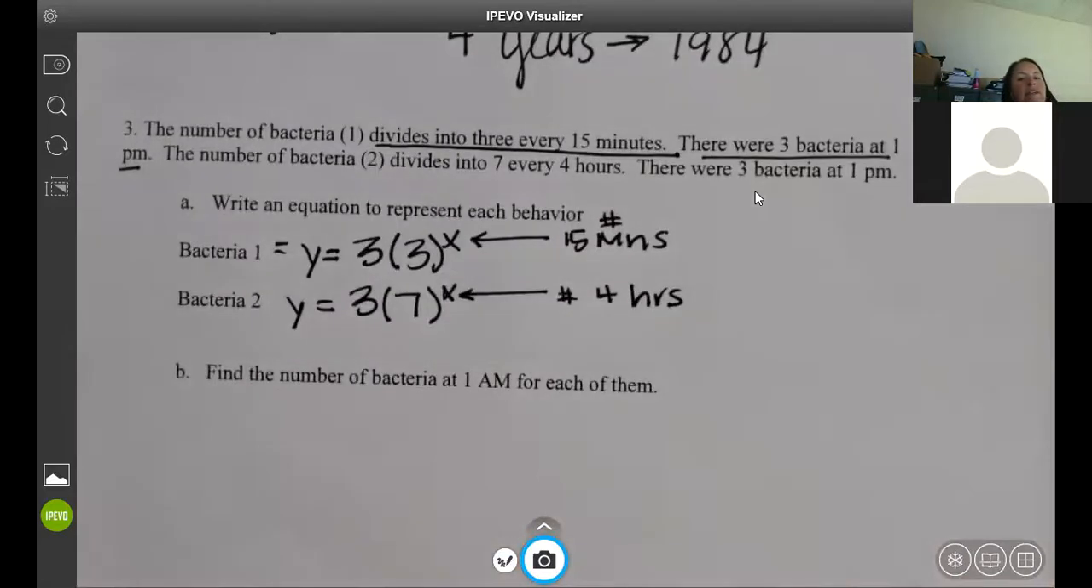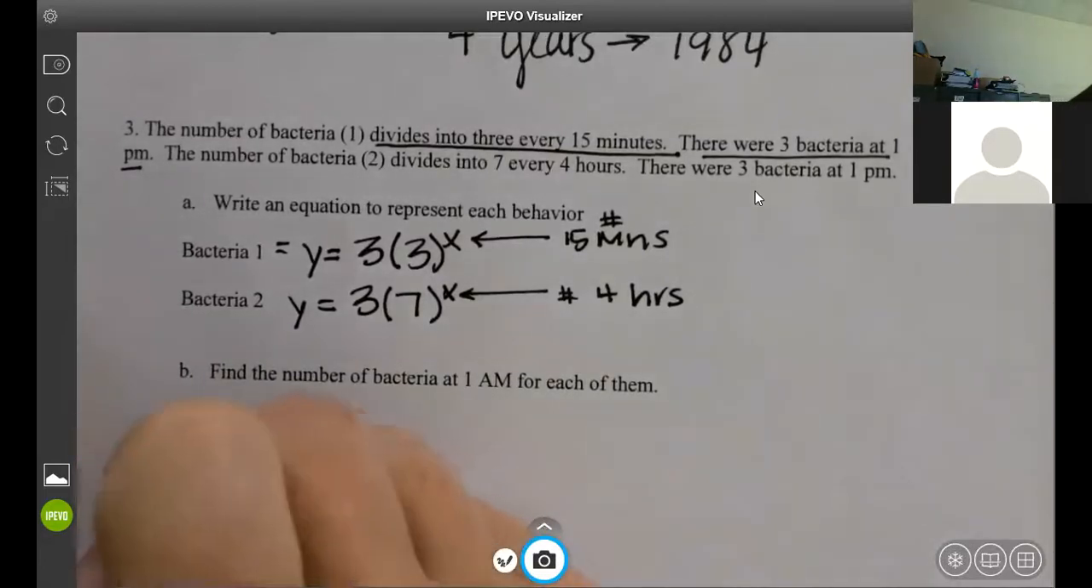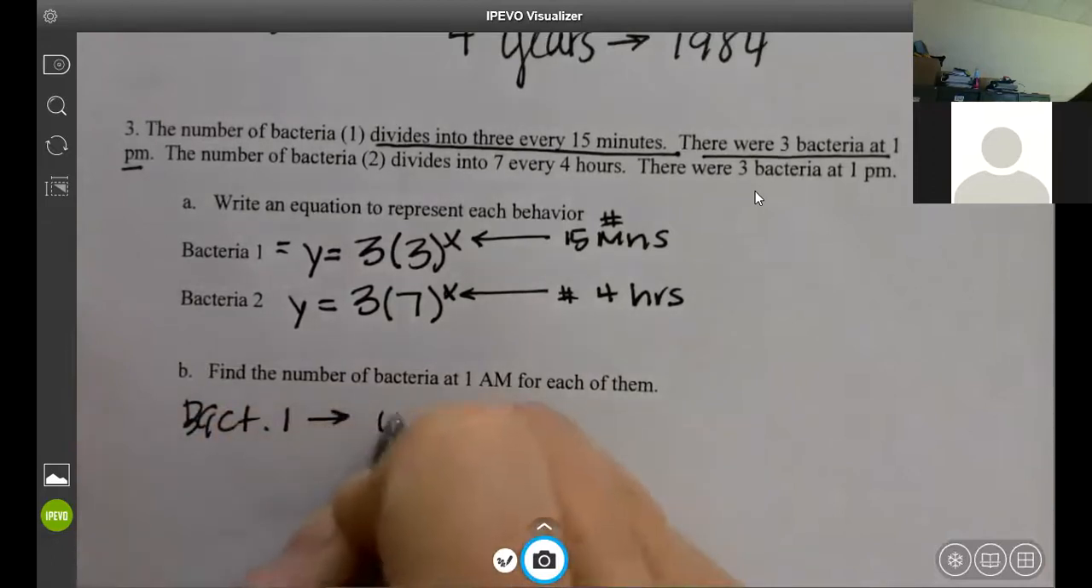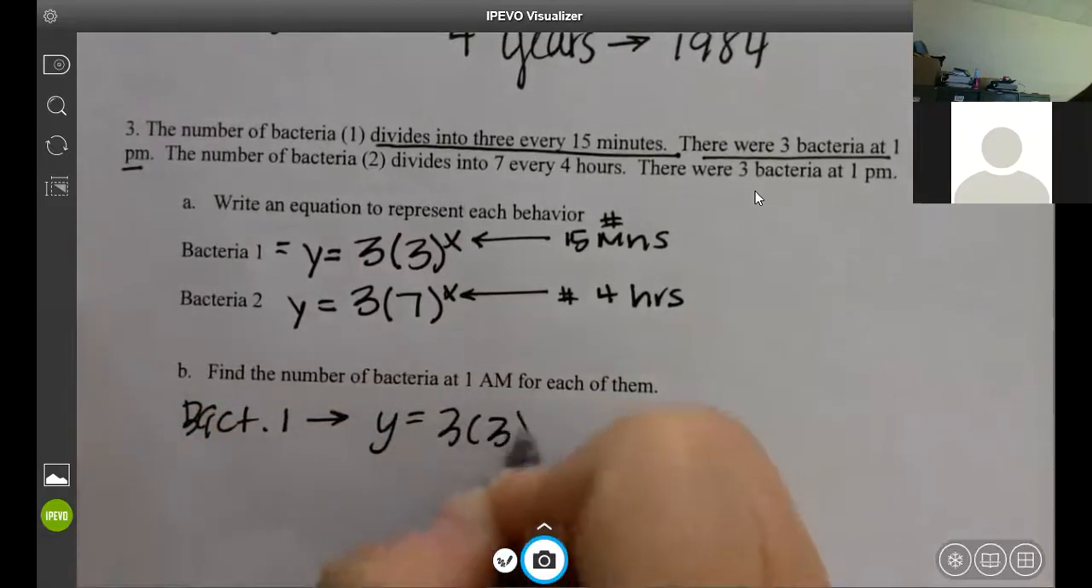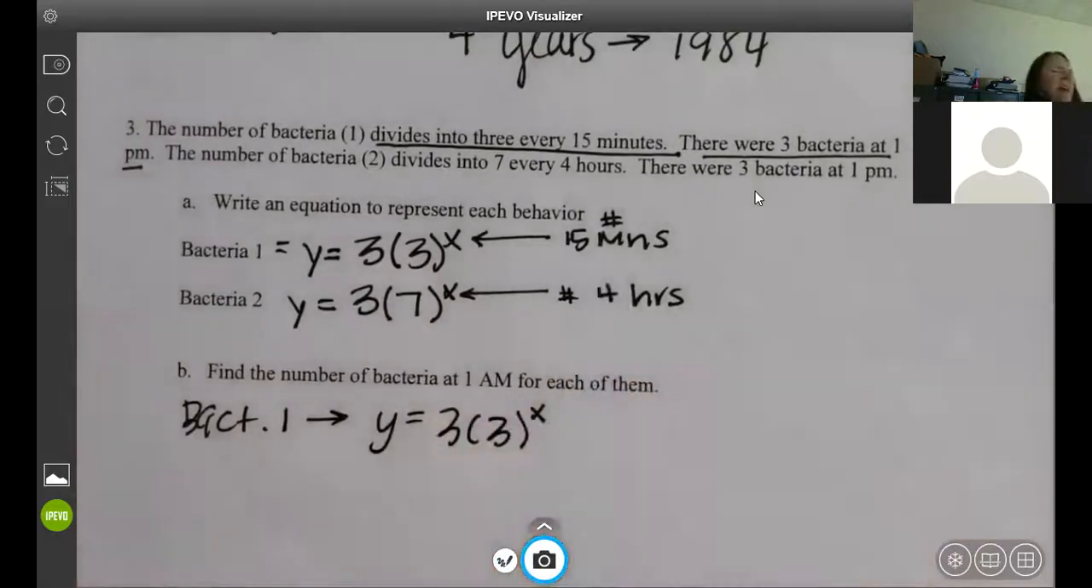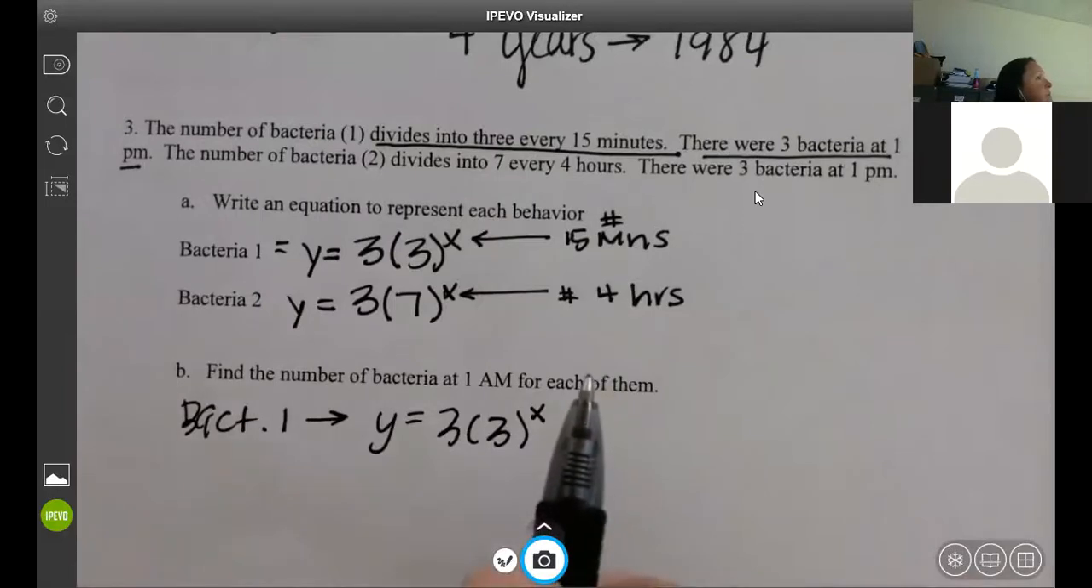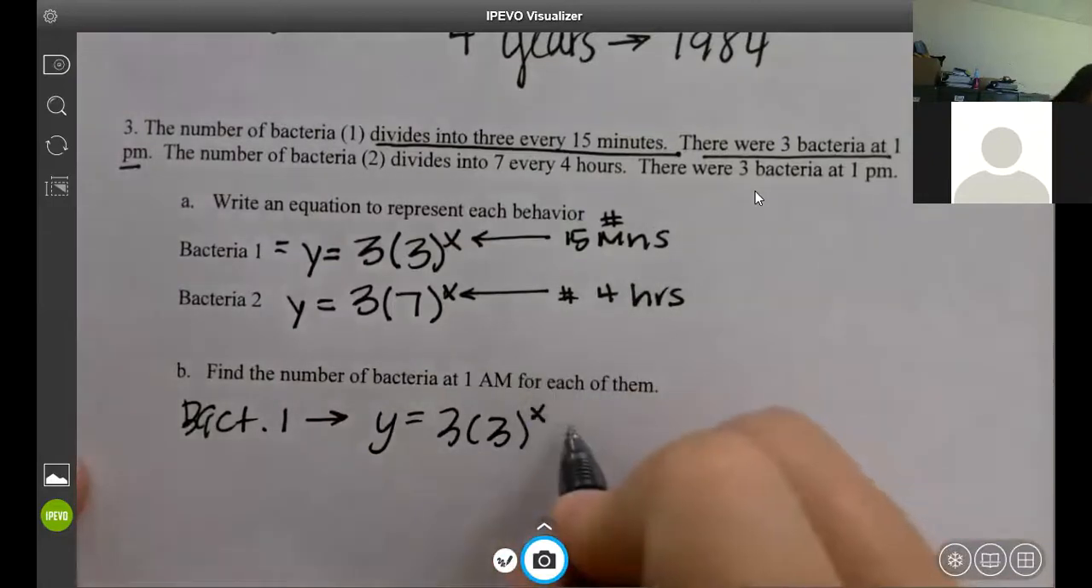So find the number of bacteria at 1 a.m. So when did we start? At 1 p.m. So how long has passed? 12 hours. So bacteria 1, y equals 3 times 3 to the x, but it's the number of 15 minutes. How many 15 minutes are in 12 hours? That's rough. How many 15 minutes are in 1 hour? 4. So how many would be in 12 hours? 48.